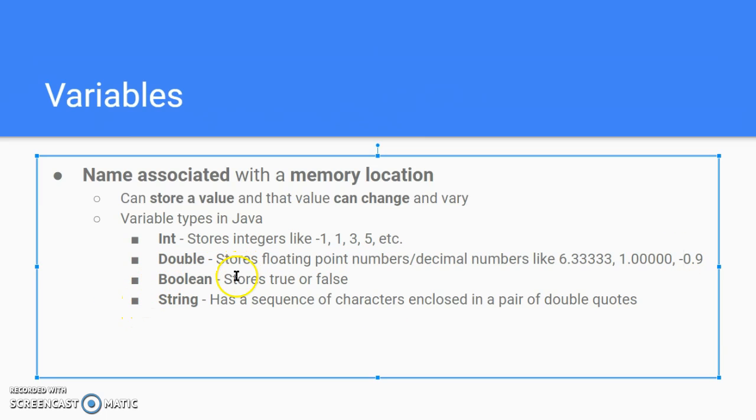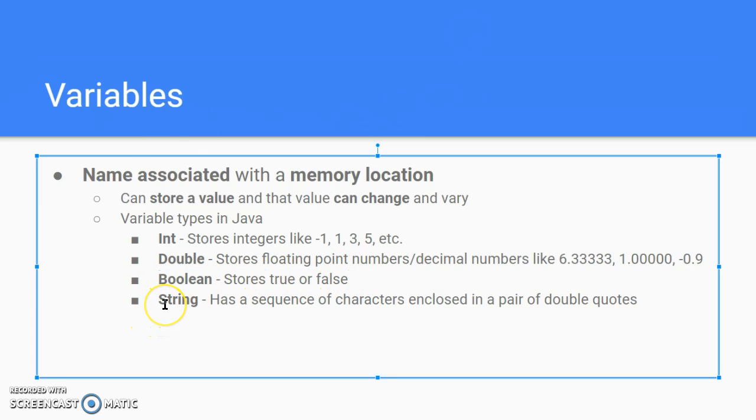The boolean stores true and false statements. This is useful in order to, say, use this for conditional statements that say, if this is true, then do this, or if this is false, then don't do this. And booleans help accomplish this.